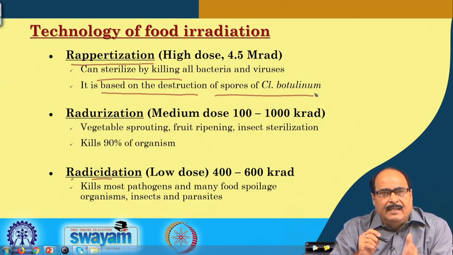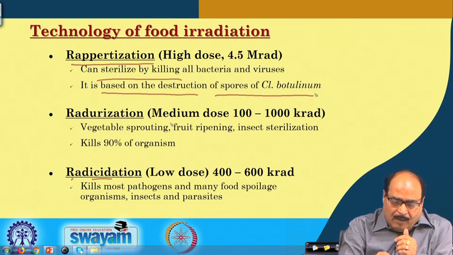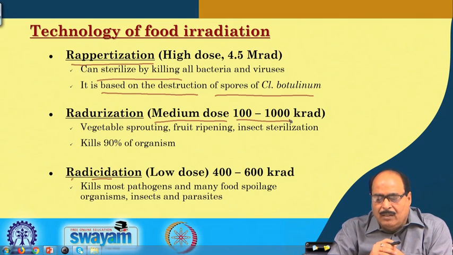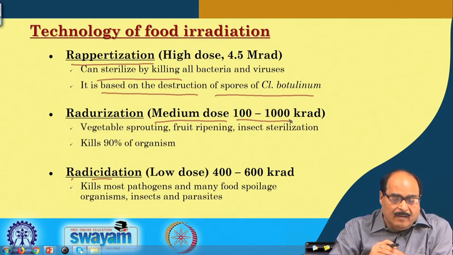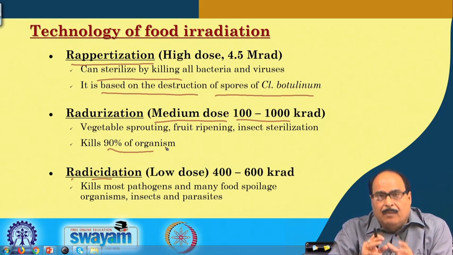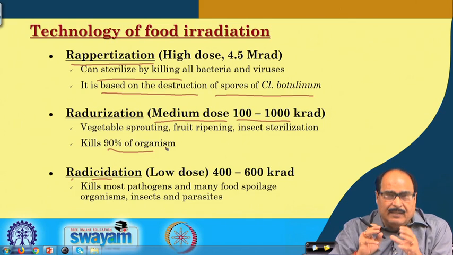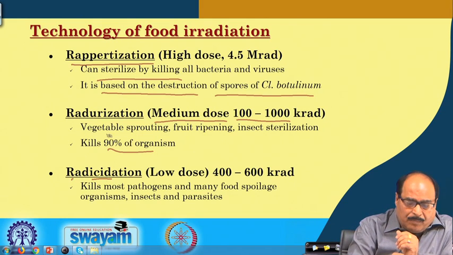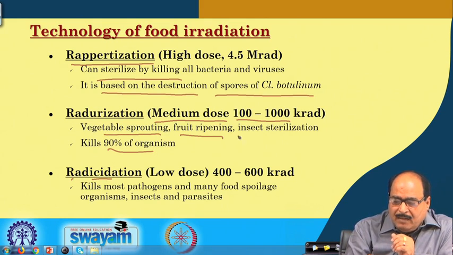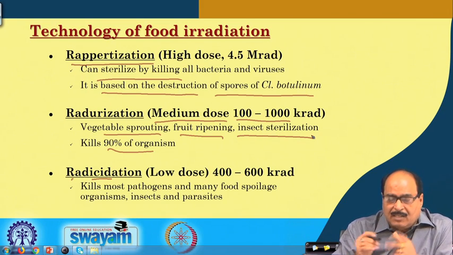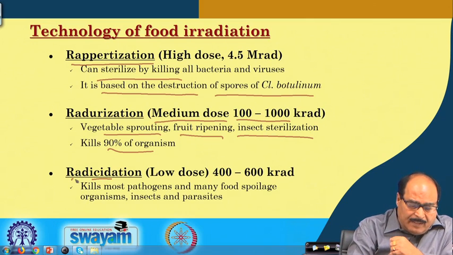Radurization is radiation pasteurization. Of course, it needs a medium dose, maybe to the tune of 100 to 1000 kilorad, and here about 90% destruction of organisms of some type only is achieved, that is, pathogenic or spoilage-causing bacteria or microorganisms may be targeted, or processes like sprouting, fruit ripening, etc. may be affected at this dose, and of course, insects can be inactivated.